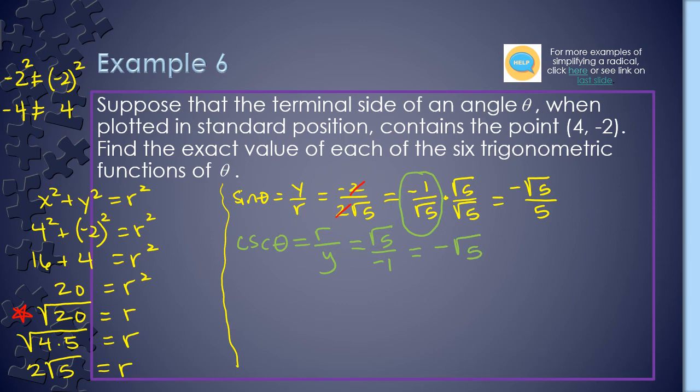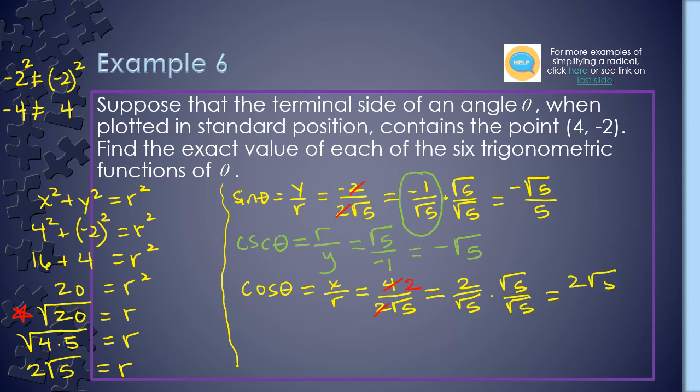All right. Now let's go to cosine of theta. Cosine of theta is x over r, and my x value is 4, and my r value is 2 root 5. I'm going to simplify. So the 4 and the 2, let's see, 2 goes into 4 twice, and so that gets me 2 over root 5, which I will rationalize to get 2 root 5 over 5. And I'll do the same thing I did before.